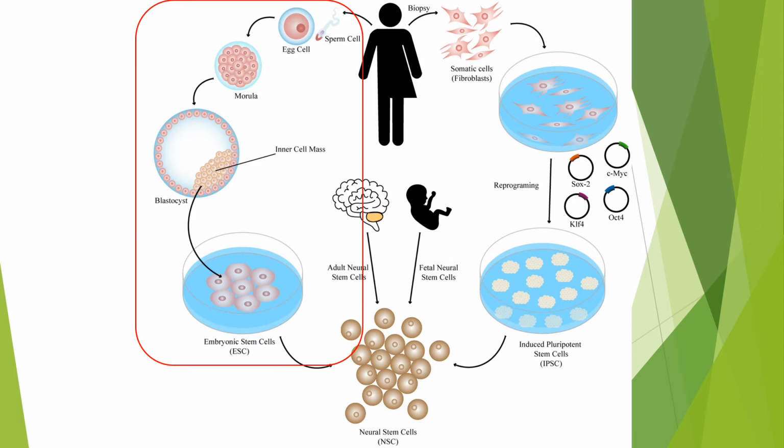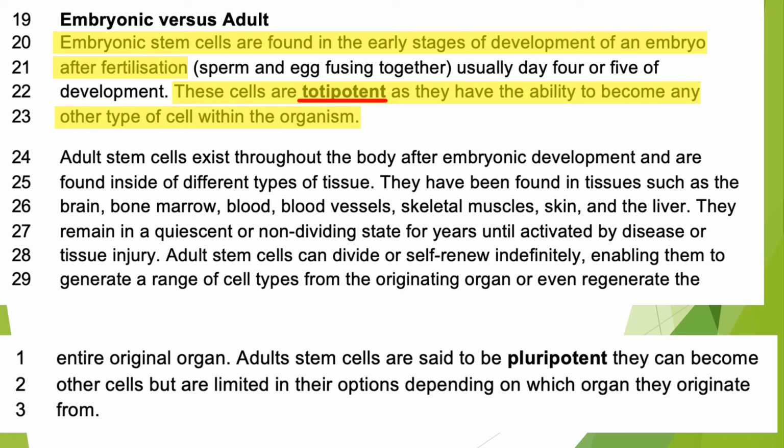So going back to the booklet. That's your embryonic stem cells. Adult stem cells, starting on line 24. Adult stem cells exist throughout the body after embryonic development and are found inside different types of tissue. They can be found in tissues such as brain, bone marrow, blood vessels, skeletal muscles, skin, and the liver. I want you to highlight that bit right there.